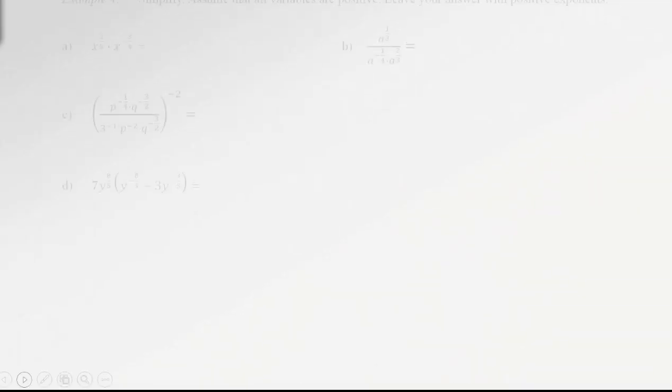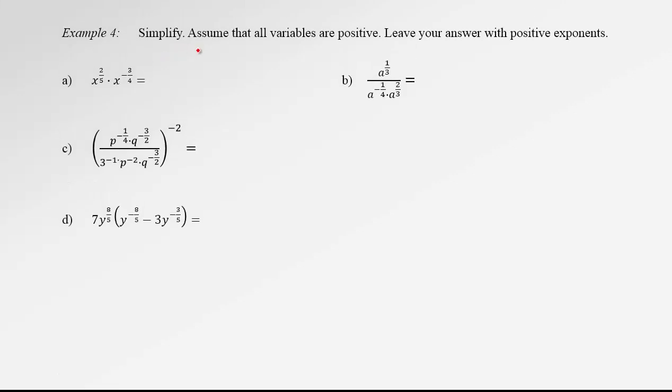In the next example, we need to simplify various expressions with fractional exponents. Again, we assume that all variables are positive, so we don't have to worry about absolute value in the end, and we need to leave the answer with positive exponents only. So in the first example, we need to multiply powers with the same bases. Therefore, we keep the base and add exponents as they are. We know that we need a common denominator for any addition or subtraction of fractions, don't we?